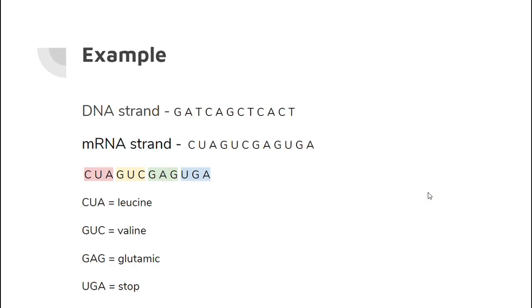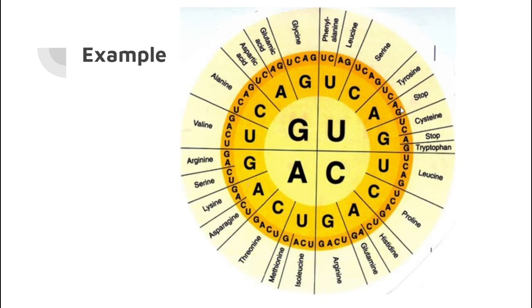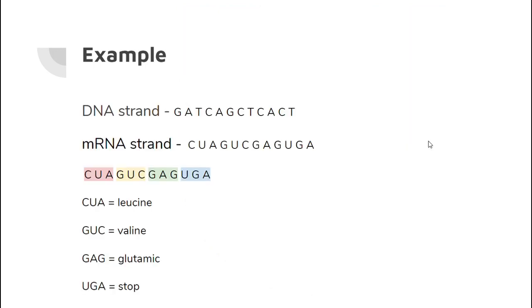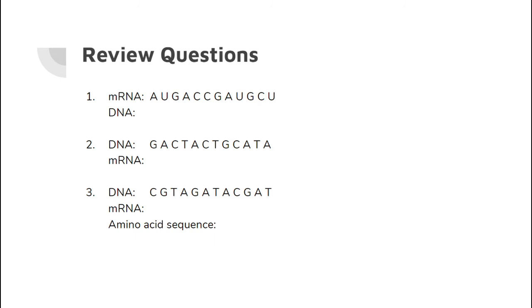We just do that for all of them, and then when we look at our last codon, this is a stop codon. So when we get to one of these, so UGA stop, this is where the polypeptide chain breaks down and the protein stops being produced.